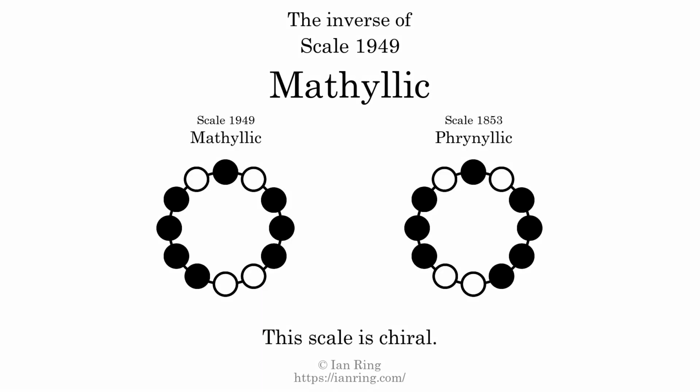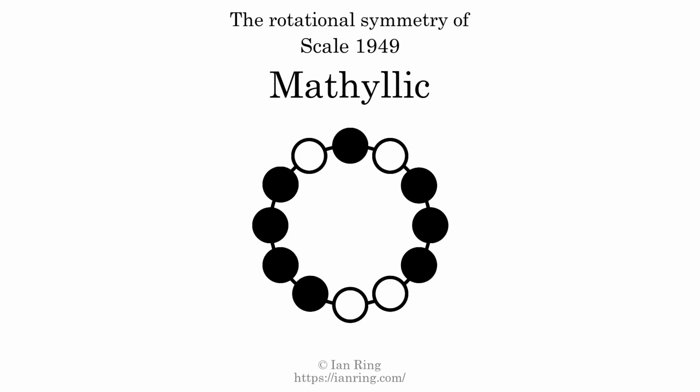The inverse of a scale is a mirror image. It is what you get when the sequence of intervals is reversed. The inverse of this scale is scale 1853, also known as Mathyllic. This scale is chiral. It cannot transform into its inverse by rotational transformation. This scale has no rotational symmetry.